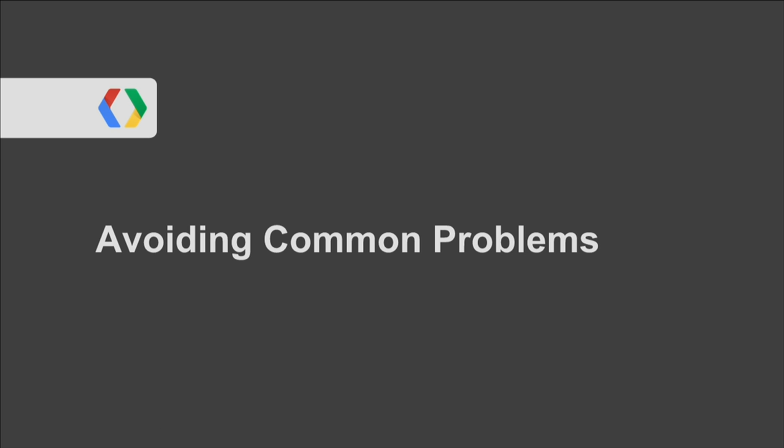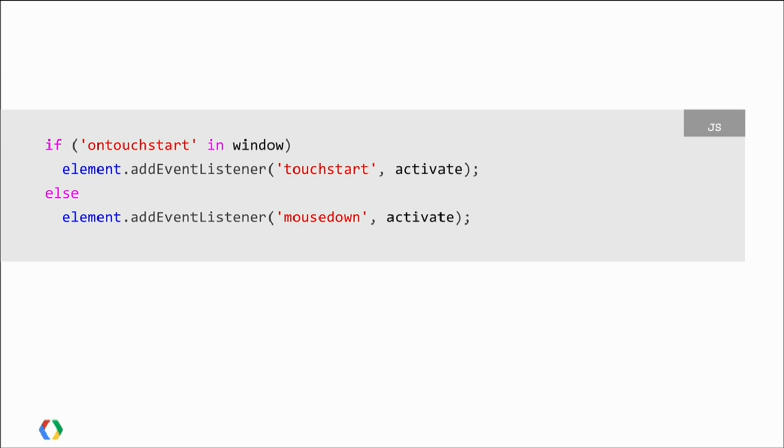So in getting the Pixel ready to ship, we worked with a lot of different web properties to help them make their websites that were designed for desktop work better with touch. So what I want to go through here is some of the common issues that we came across that people hit regularly. First one is this code. Does anyone realize off the bat what the problem is with this code?